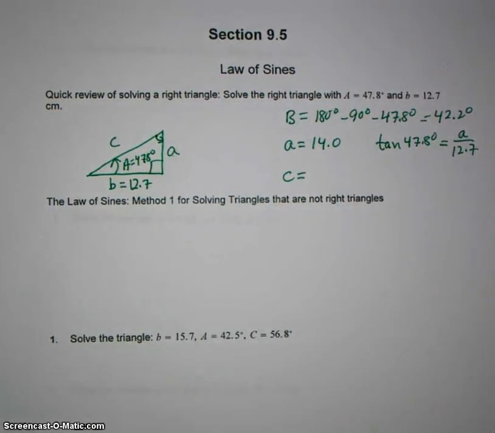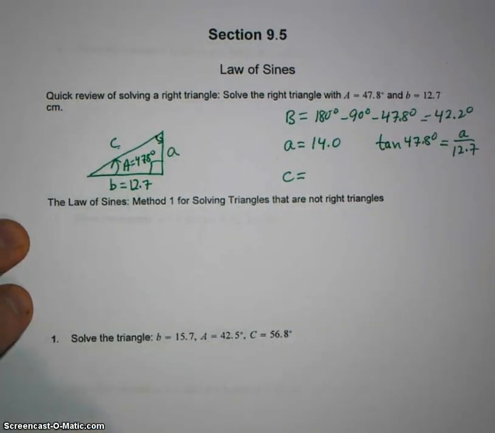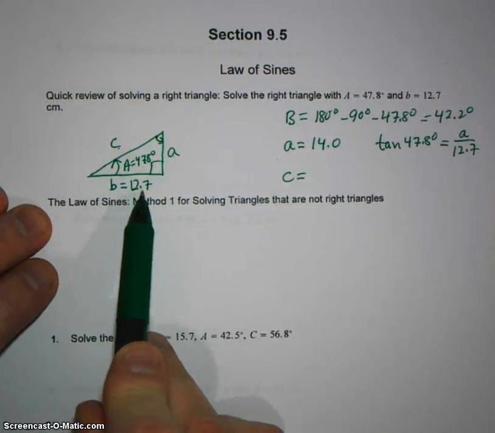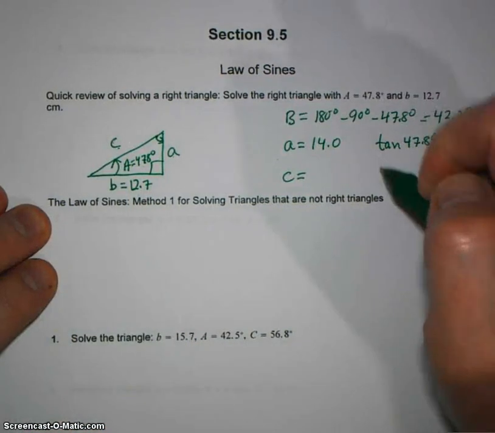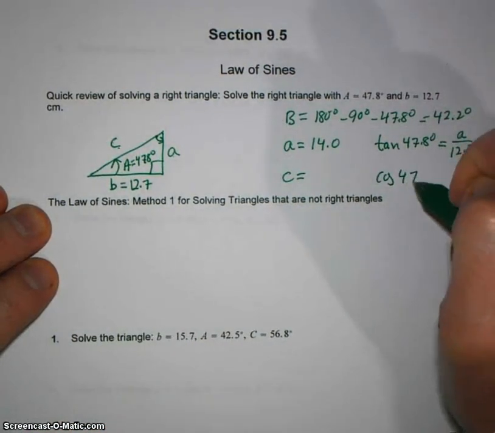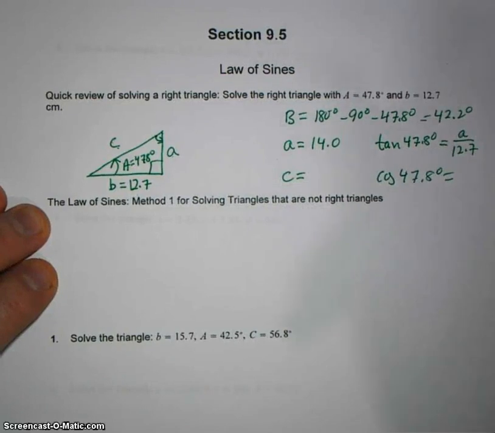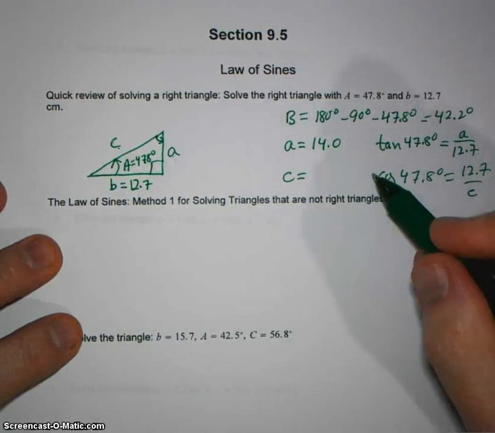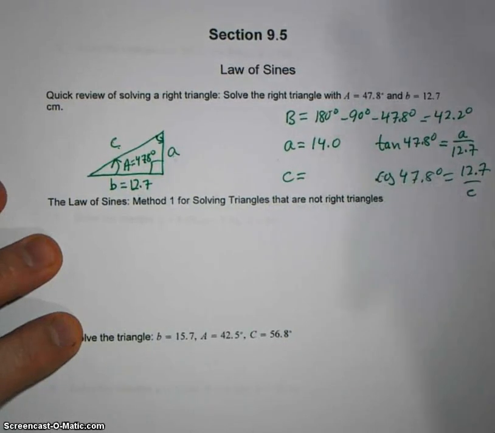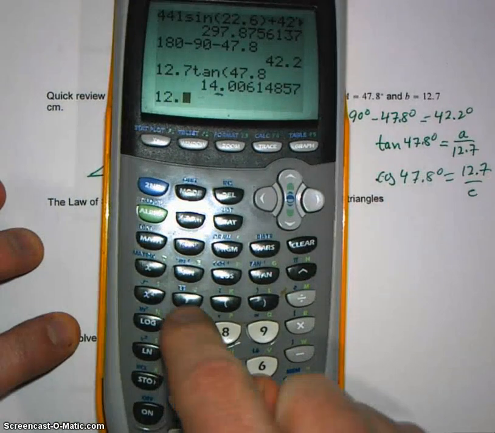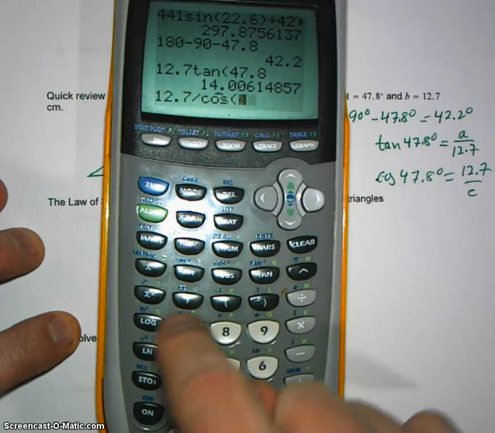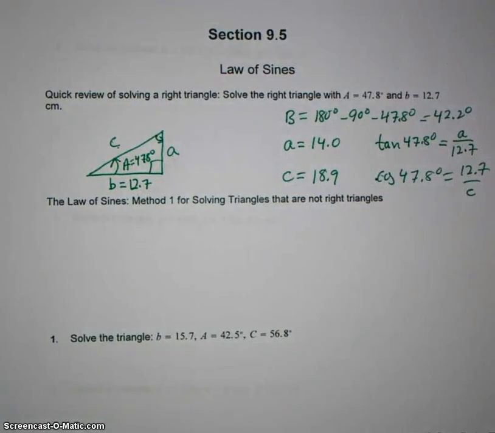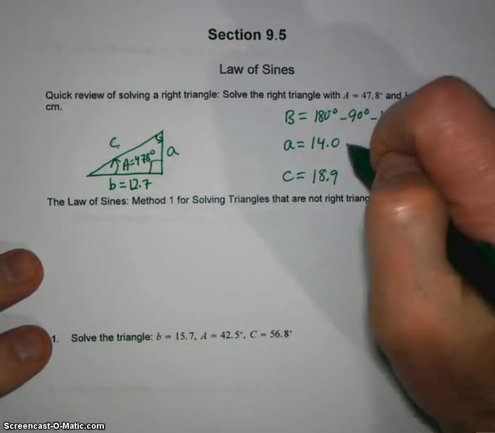Okay, and then little c. What I would do is I have my angle, I have adjacent, and I'm looking for hypotenuse. So that's cosine. Cosine 47.8 degrees is 12.7 over c. So I would multiply by c, get that up here, and then I'd have to divide by that cosine. So 12.7 divided by cosine 47.8, 18.9. And units on these would be centimeters.